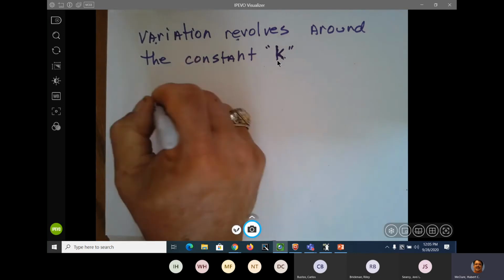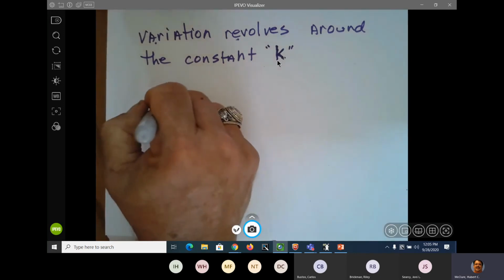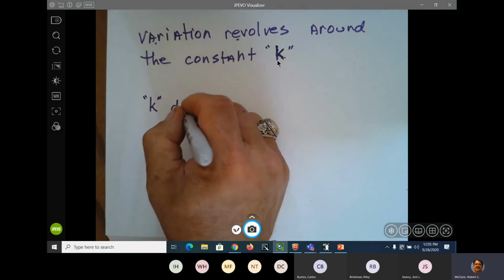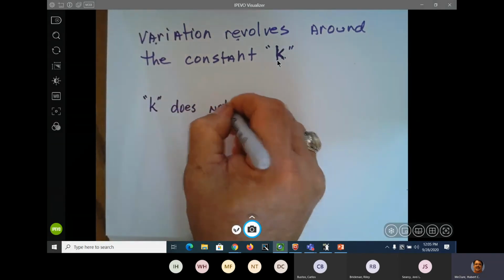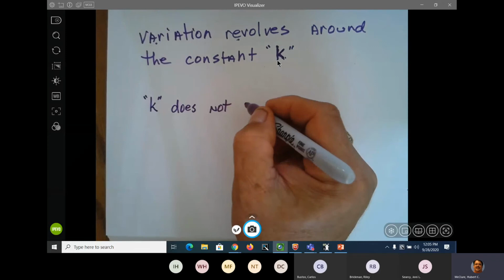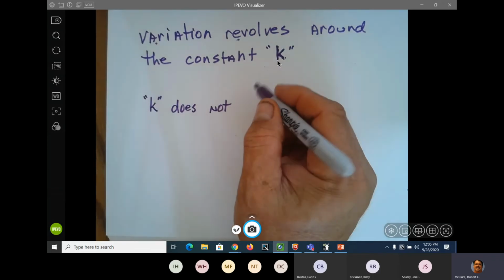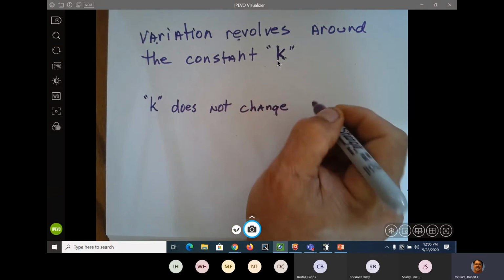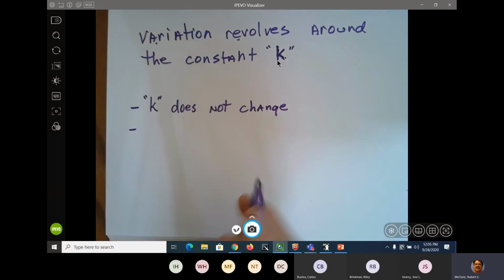The variable in this section, k, does not change. You will see us change x and y and q and r, and you'll see us change those according to the question. But you will not change k. k will stay the same.